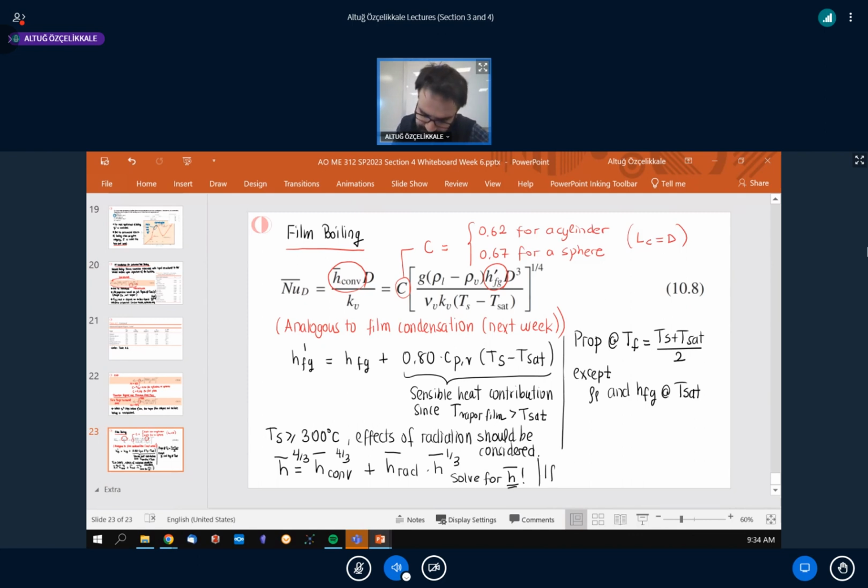If the radiation heat transfer coefficient turns out to be much smaller than the convection heat transfer coefficient, then you can simplify this expression and come up with an explicit way to calculate the total coefficient: h equals h_convection plus (3/4) h_radiation. Now that's explicit, right? The h only shows up on one side of the equation. So you can calculate that.